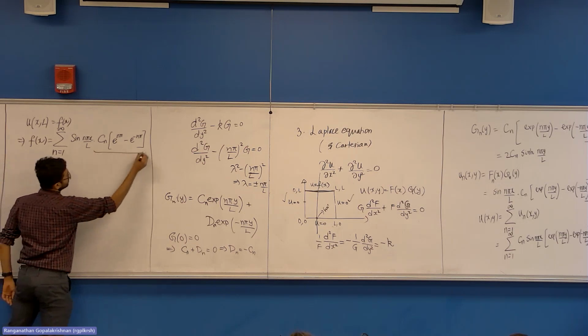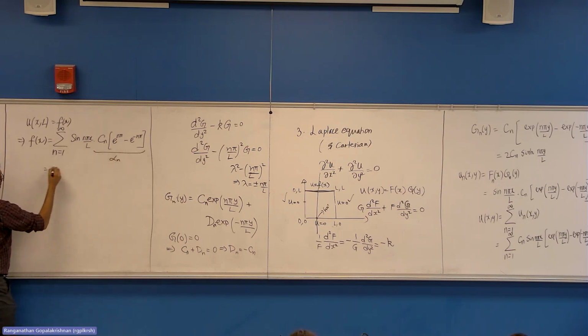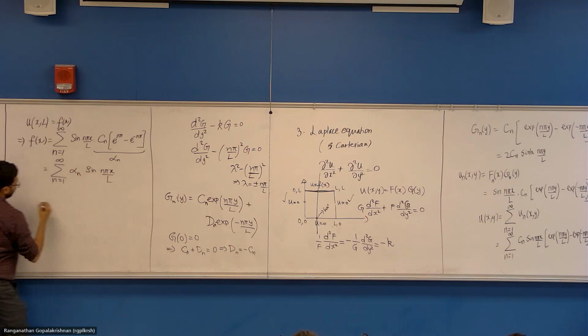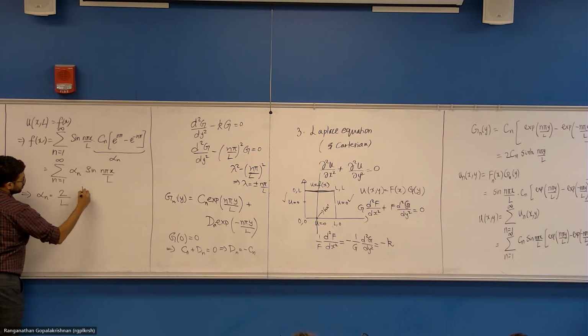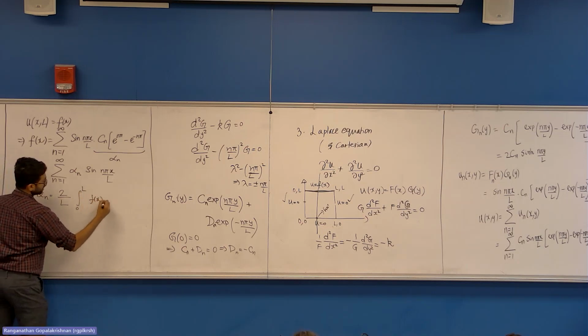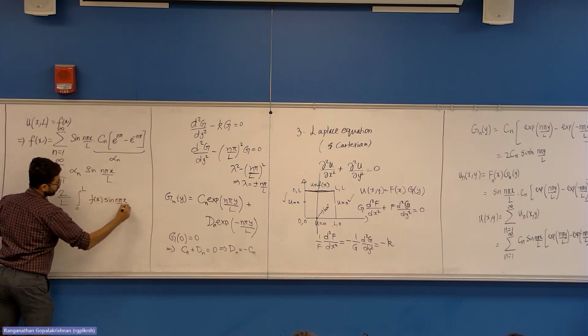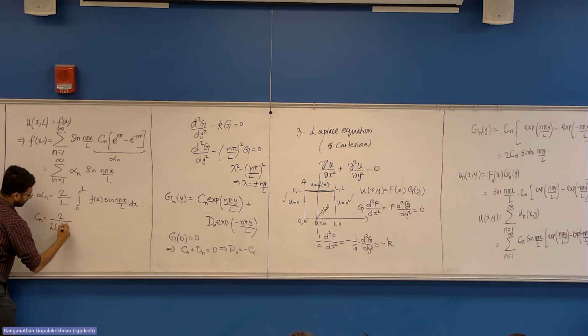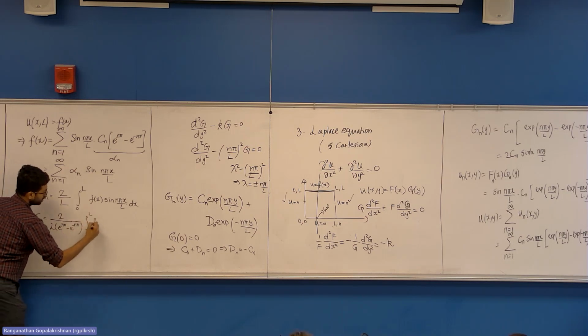You can call the whole thing something like alpha n. So this is summation n equal to 1 to infinity alpha n sine n pi x over L, which would mean alpha n equals 2 over L, integral 0 to L, f of x sine n pi x over L dx, or your Cn is 2 over L times e power n pi minus e power minus n pi times the integral from 0 to L.